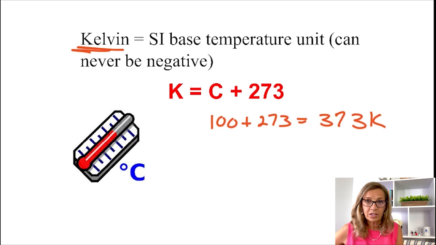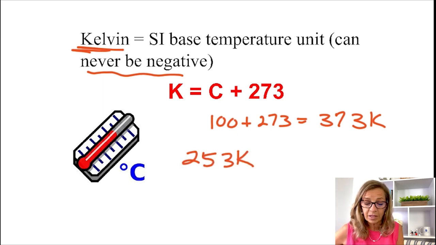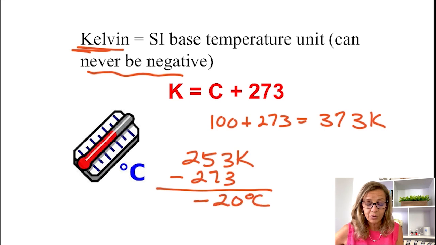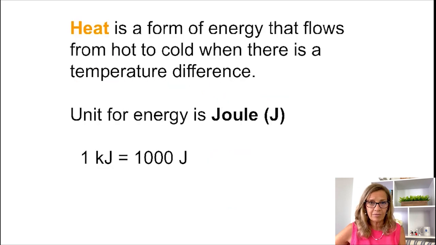Now, the thing to remember is that Kelvin can never be negative. Celsius can be negative. For example, let's say we had a temperature that was 253 Kelvin. What is that in Celsius? Well, we need to subtract our 273 and we get negative 20 degrees Celsius. Remember, Celsius can be negative, but Kelvin not. Now that will be important when we do some calculations later in chemistry. So that's the Kelvin scale.